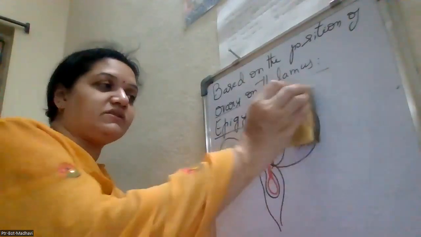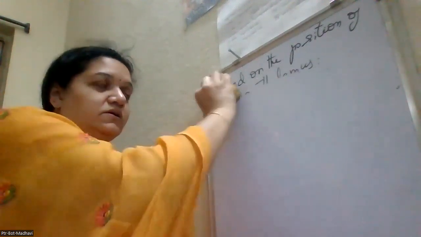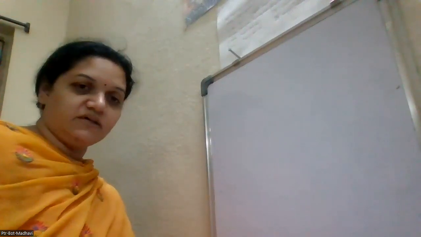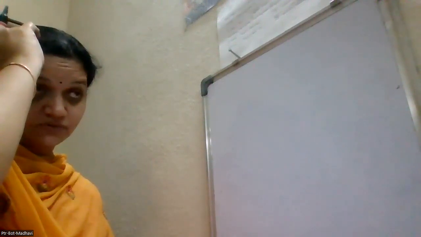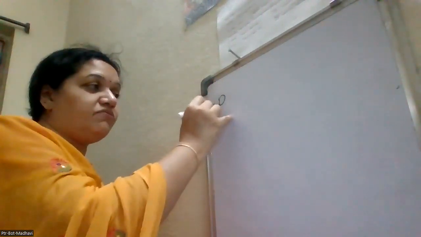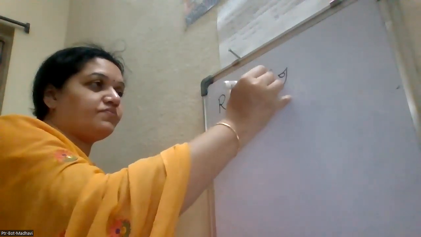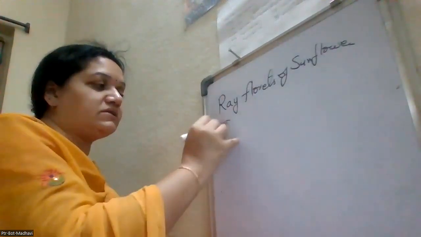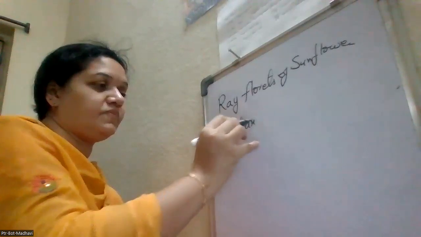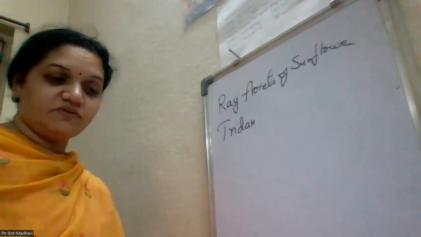Now, when the flower has an inferior ovary, that is the epigynous flower, the example is the ray florets of sunflower, and trilax. Any one example they can ask us. So we prepare with this.